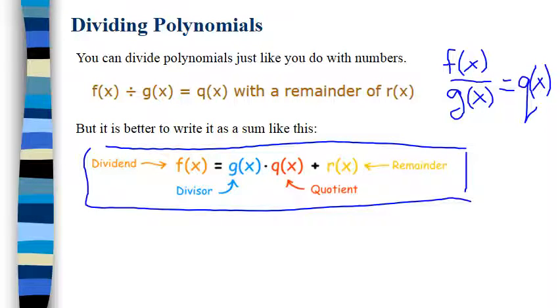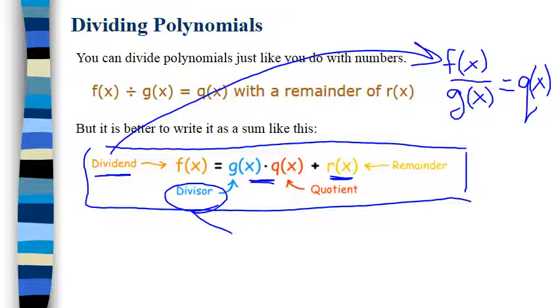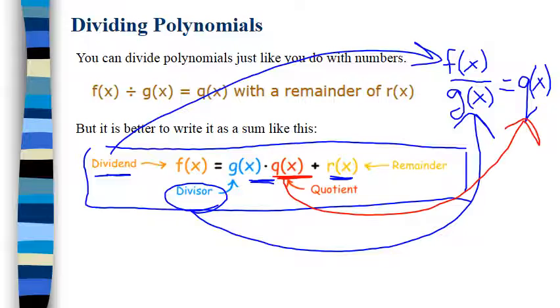So if we multiply g of x times q of x, and then we have that addition of r as the remainder. Now this might not mean a lot to you, and we'll talk about it in class, but the important thing to understand is that f of x is your dividend. Your divisor is the thing you are dividing by, that's g of x. And then your quotient is the q of x plus some remainder r of x.